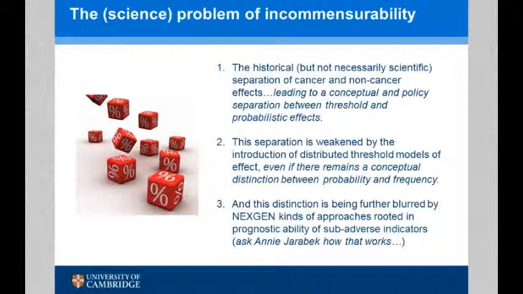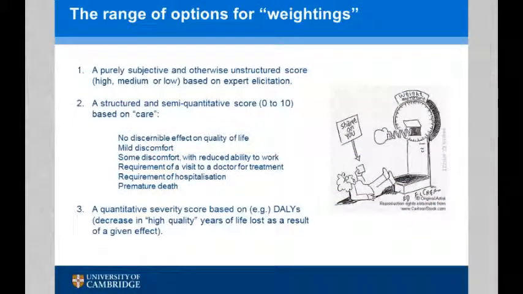As far as the weightings are concerned, there are 3 of them that we provide in our methodology. One is the purely subjective approach, purely unstructured. You just tell me how much you care about this respiratory disease. You tell me how much you care about a reproductive effect. Rank it on a high, medium, or low. And we won't question why you've said high, why you've said medium, why you've said low.